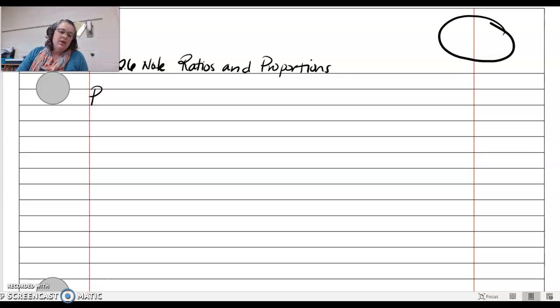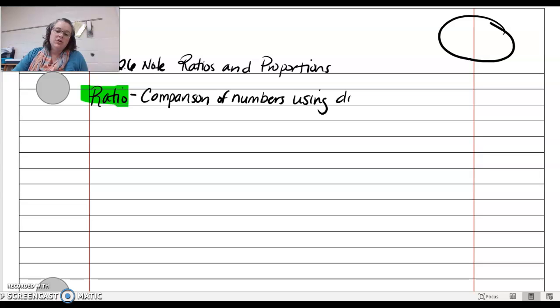So the first word is ratio. A ratio is just a comparison of numbers using division.